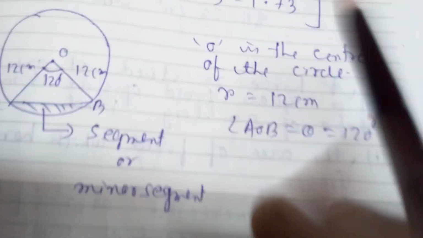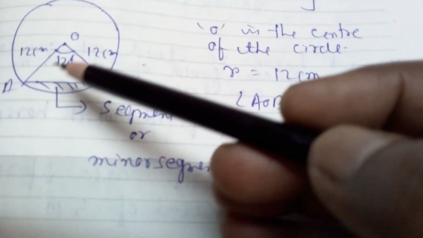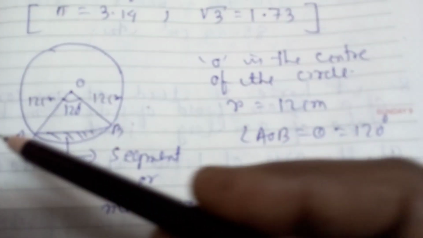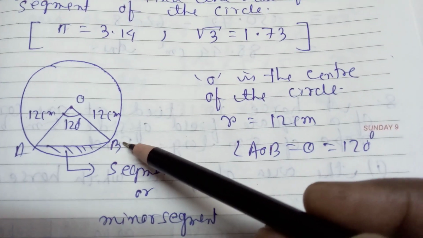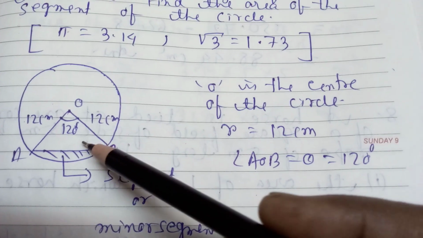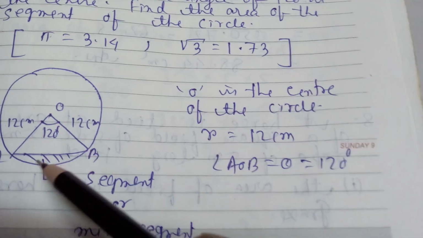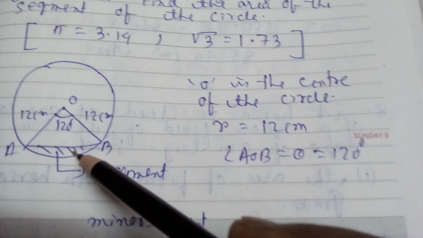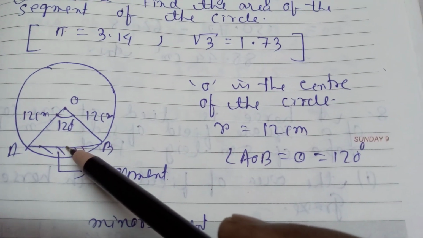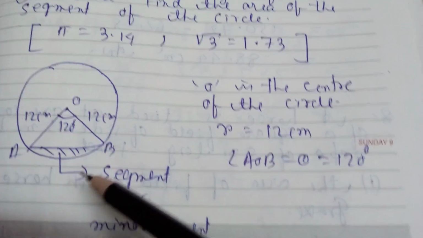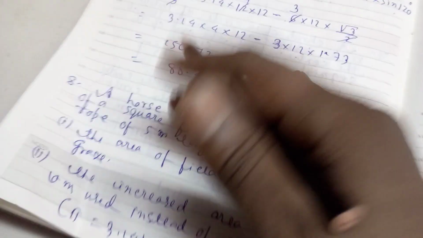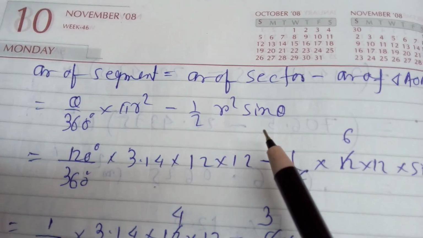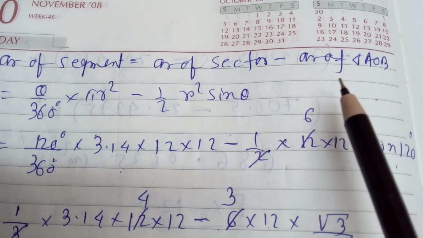Now look at the figure. This is the circle, O is the center, OA and OB are the radii. Angle AOB equal to theta, that is the angle of the sector is 120 degree. This shaded portion is the segment or minor segment, that is the region between the chord and the arc. Now area of the segment, that is minor segment, is area of the sector minus area of the triangle AOB.